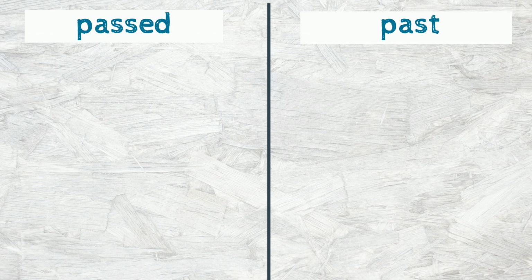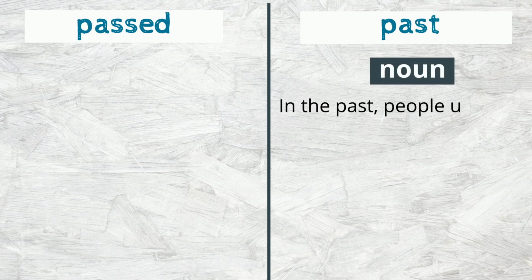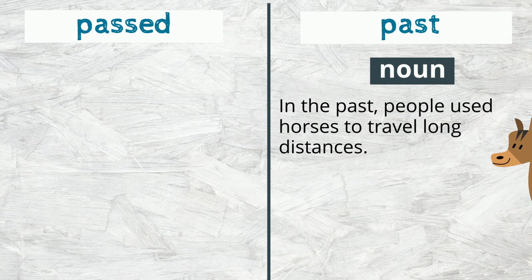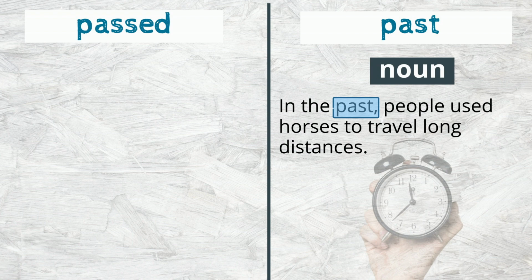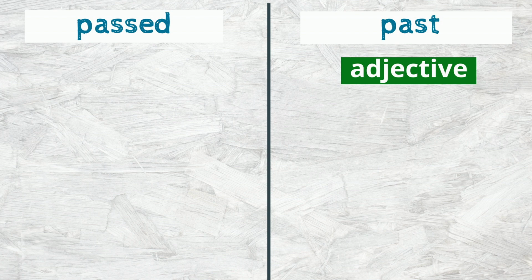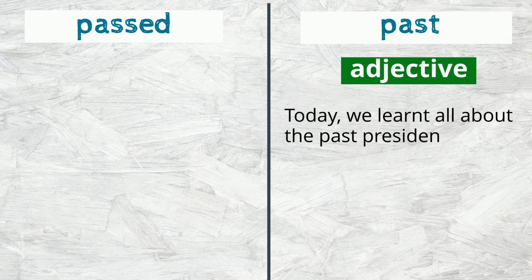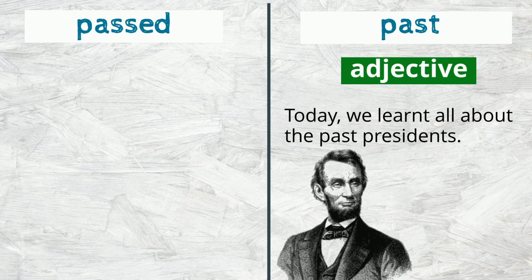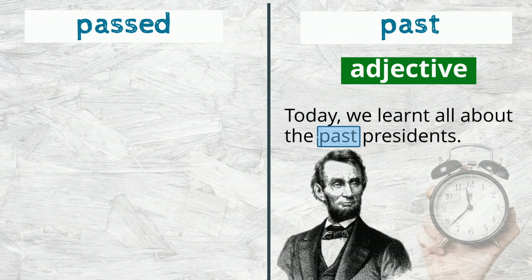Past is a noun. In the past, people used horses to travel long distances. In this sentence, past refers to a point in time. Past can also be used as an adjective. Today, we learnt all about the past presidents. In this sentence, past describes the presidents. It gives more information about the time frame when those presidents were in office.